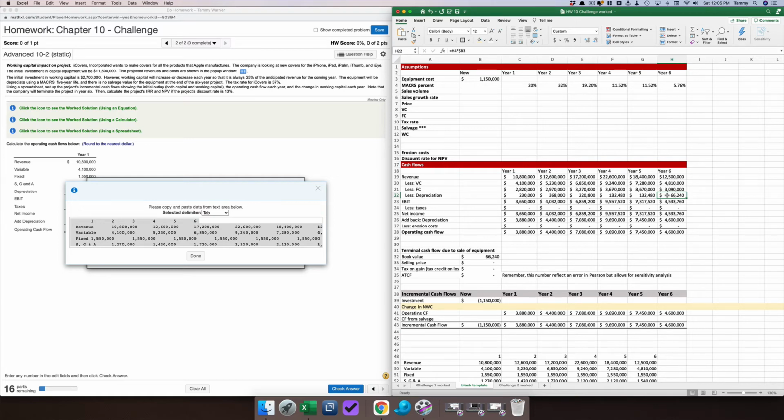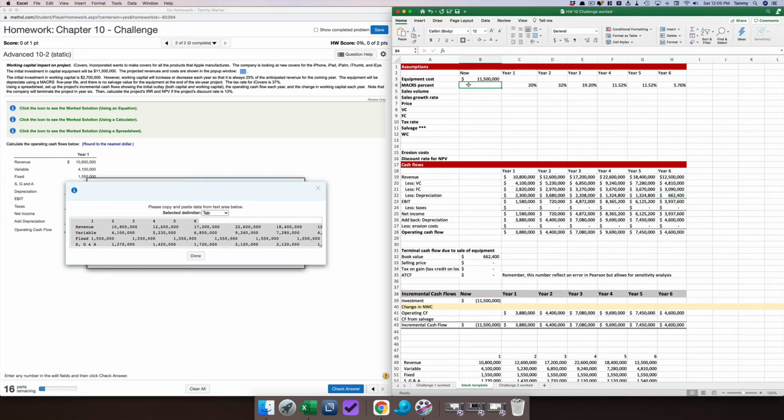Depreciation should be that 5.67 times the 1.1 million. Oh, you know what's funny is I'm missing a 0 here. There. That makes a little more sense. Okay, so depreciation in year 6 is still working.